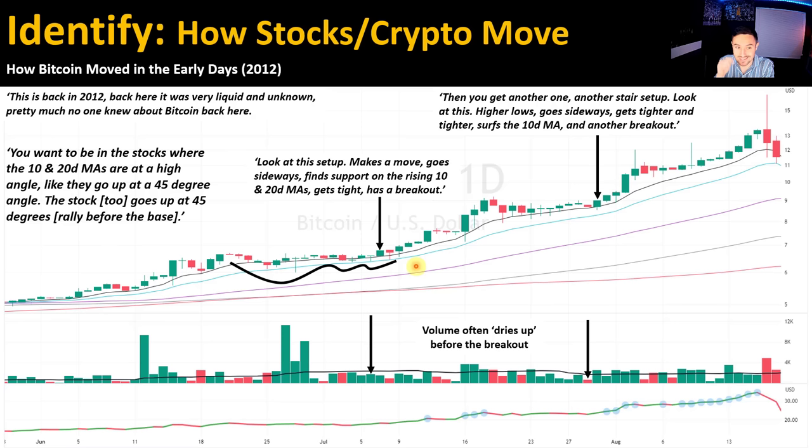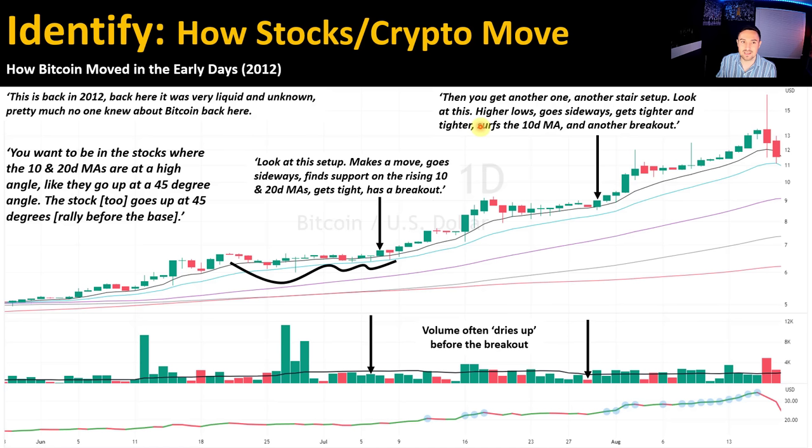Fascinating, absolutely fascinating. So look at this setup: makes a move, goes sideways, finds support on the rising 10 and 20 day moving averages, gets tight, has a breakout. Does this look slightly similar, or very, very similar, to some of the stock setups we were looking at earlier? It does, doesn't it? Look how tight it's getting. And then over here, look how tight that is. Then you get another one, another stair step. Look at this. Higher lows, go sideways, gets tighter and tighter, surfs the 10 day and another breakout.